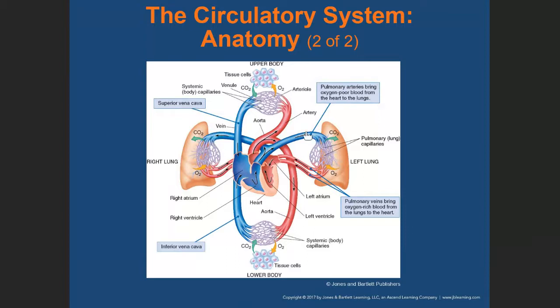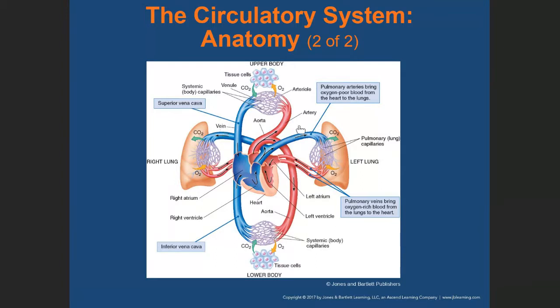Now, when the pulmonary artery is transporting this deoxygenated blood, it will further break down into pulmonary arterioles, right? When it breaks down into pulmonary arterioles, it will then break down further into pulmonary capillaries. These pulmonary capillaries are wrapped around the alveoli, right?